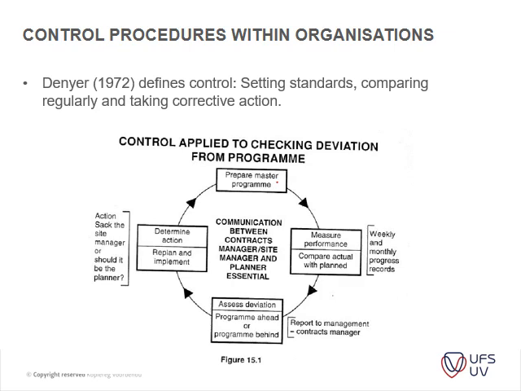Okay, so control applied to checking any deviation from the program. So you prepare your master program, you measure your performance, and you compare your actual with your planned. This can be done weekly, monthly, or even daily, depending on how large the project is. You report to the managing contractor, and he will assess the deviation, program ahead or behind program. So he will make an assessment of that and determine an action and replan and implement.